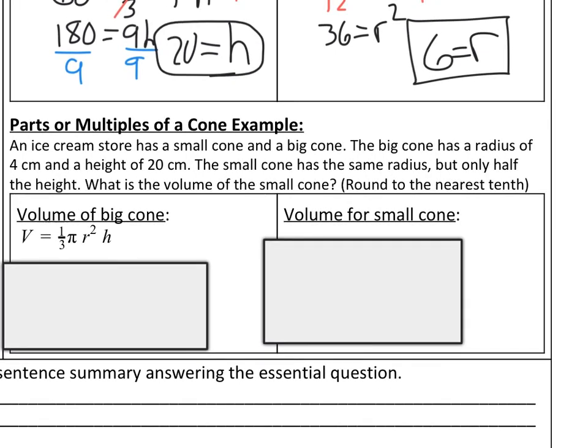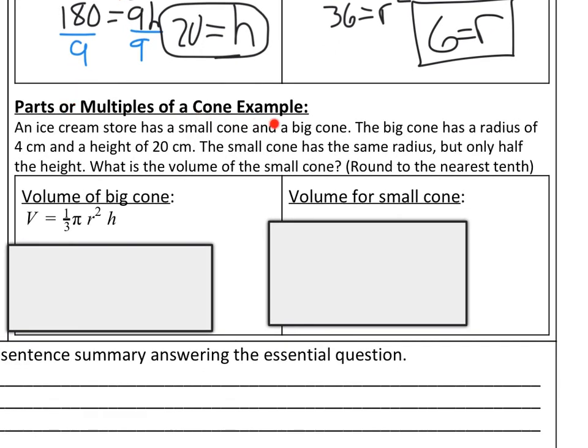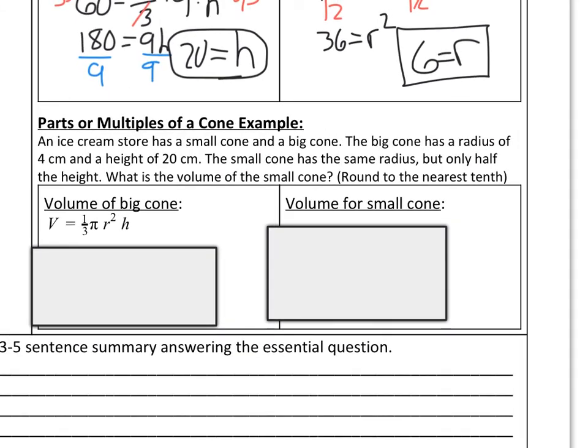Okay, last thing here, looking at parts or multiples of a cone example. An ice cream store has a small cone and a big cone. The big cone has a radius of 4 centimeters. And I'm just going to underline that because that seems important. So a radius of 4 centimeters. It has a height of 20 centimeters. And it says the small cone has the same radius, but only half the height. That's interesting. So the small cone has the same radius, but half the height. And they're asking, what is the volume of the small cone?